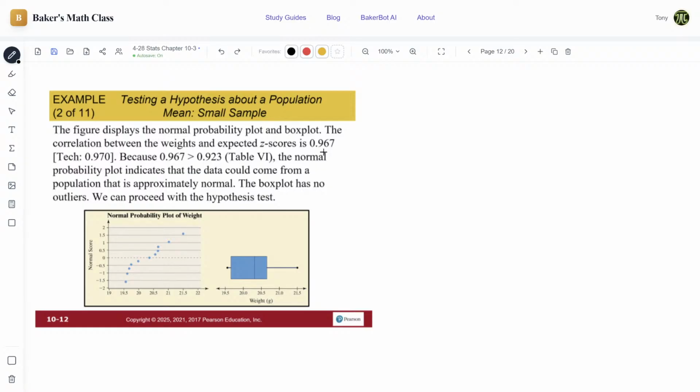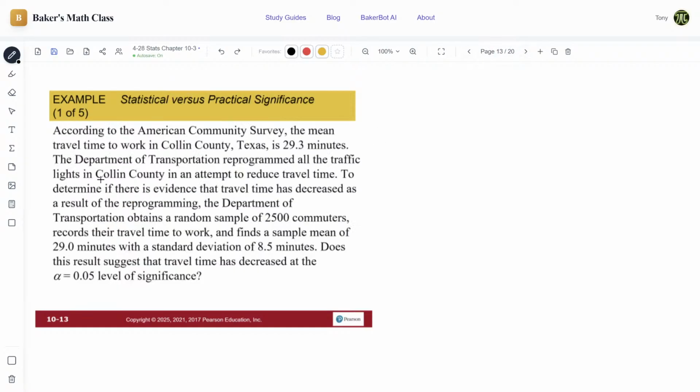Oh, I did leave that on there on purpose. I was like, wait, I did leave that on there. That's fine. All right, let's look at this one.